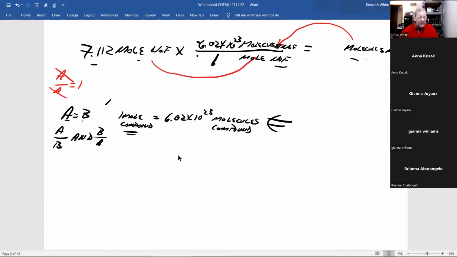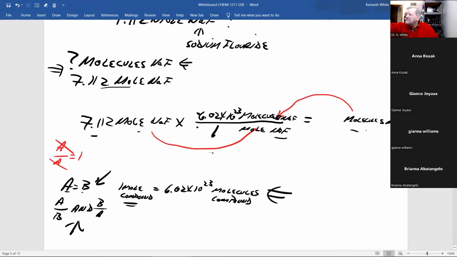Why can we do that? Because of this. Well, before I pick up my calculator, which happens to be handy, notice moles divided by moles cancel out. I'm left with what units? Molecules of sodium fluoride. And you should always do that.